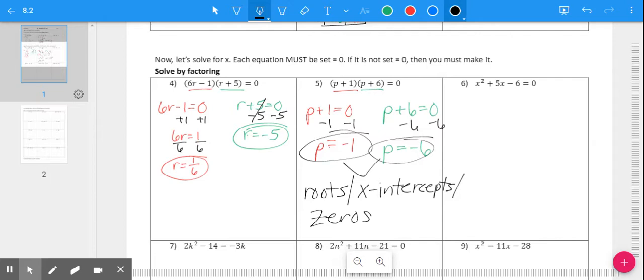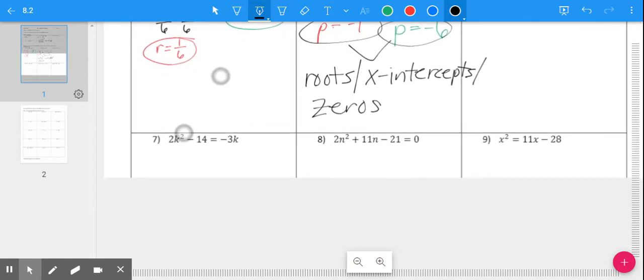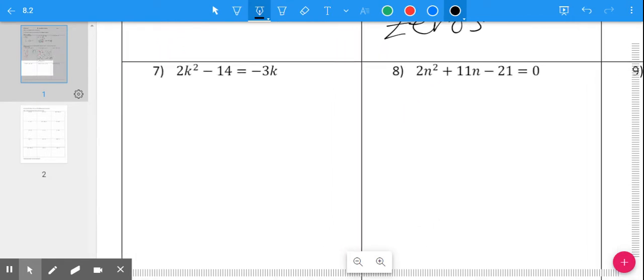So now, not all of them are already set up to be solved. What you have to do on some of them is get them into those two binomials and then solve them. We've done a lot of problems like number 6 in getting them factored into those two binomials. So we're going to move down here to number 7.